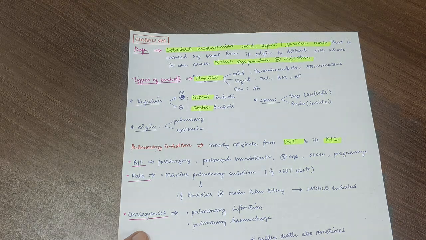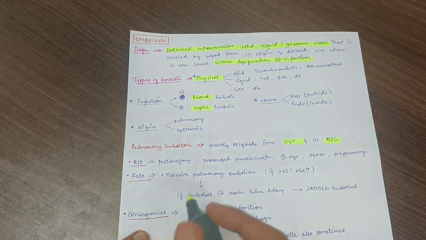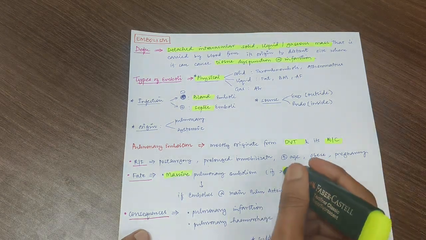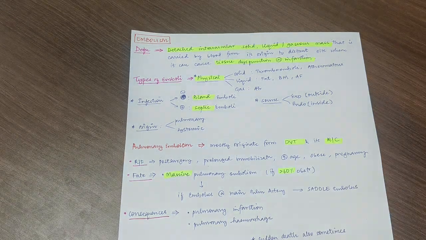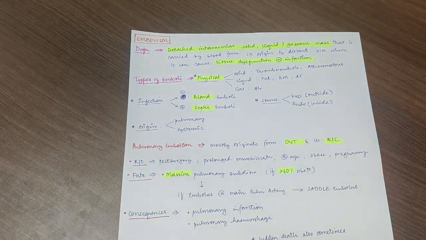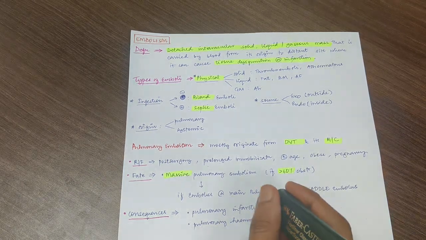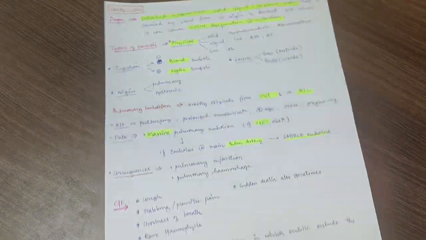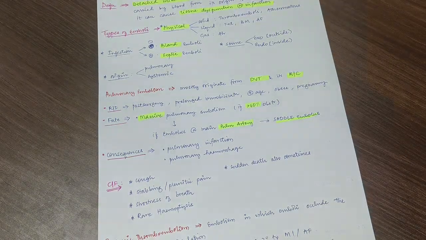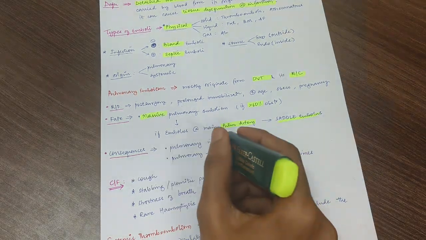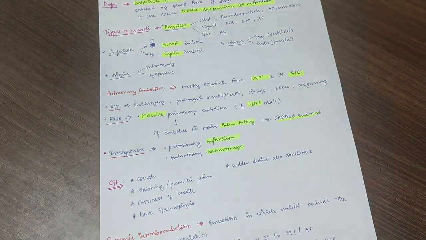What is the fate of this particular pulmonary embolism? It leads to massive pulmonary embolism if there is more than 60% obstruction. And if the embolus is present at the bifurcation of the pulmonary artery, that is called a saddle embolus. What are the consequences or complications? Infarction and hemorrhage in the pulmonary field.